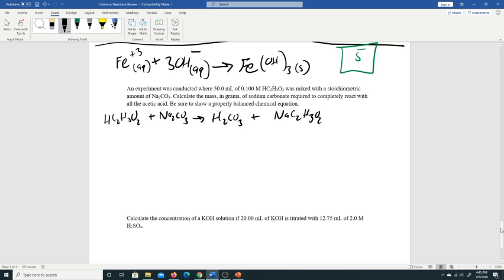NaC2H3O2. Now this reaction also involves another step. Carbonic acid will then decompose to form CO2 and water. Before I do that, let's make sure we're already balanced at this point. I have 2 sodiums on the left, I have 1 sodium on the right, so I'm going to put a 2 here. I'm going to put a 2 here.